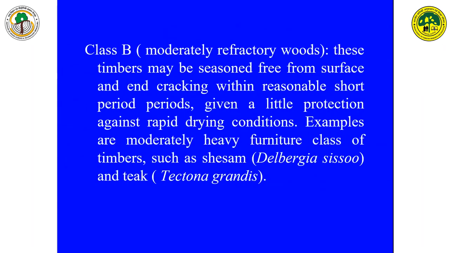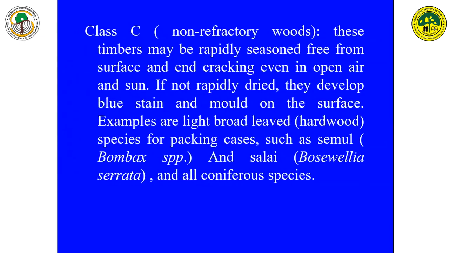Class B: most of the woods we use traditionally are class B refractory woods, because they season nicely, but they need a little care while seasoning in the kiln, and they need some two to three conditioning treatments of steam inside the kiln during the kiln schedule. Examples are shisham, teak, and mango. All these are moderately refractory woods.